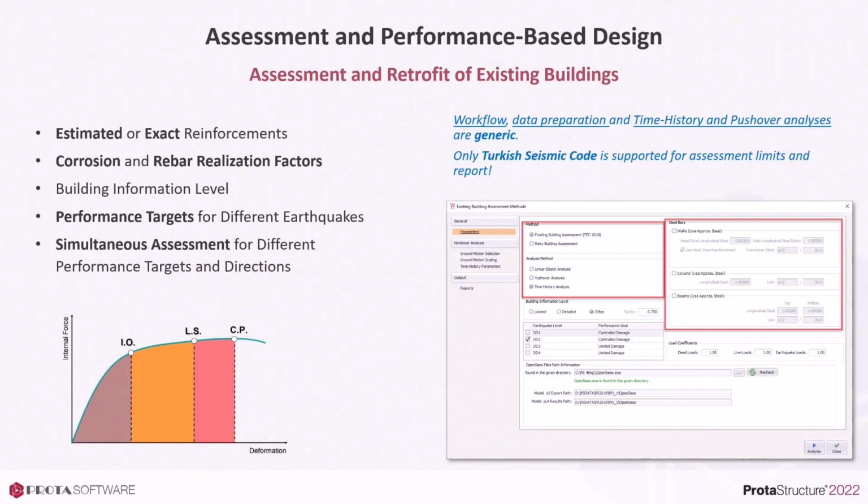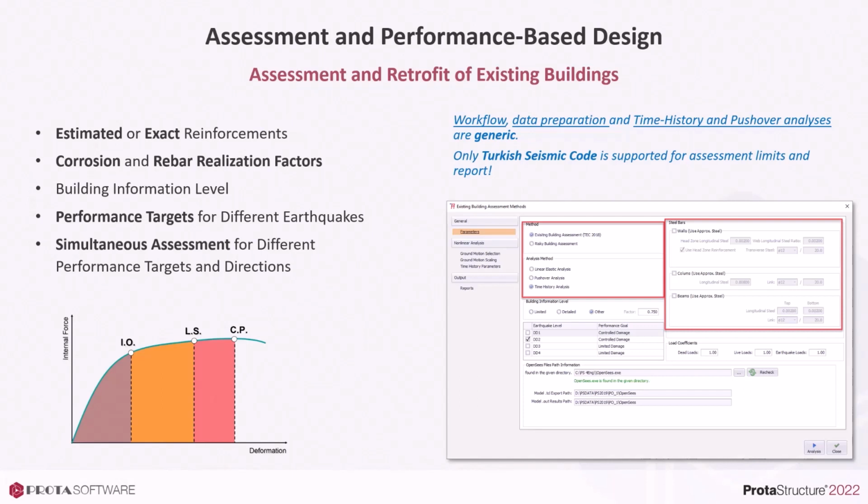ProtaStructure offers a practical and seamless workflow for assessment of existing buildings and performance-based design. If you have the detailed blueprints of the building, you can enter estimated or exact reinforcements in the members. Corrosion and rebar realization factors can be entered for all members if there are differences between the survey and blueprints or the bars are corroded. A global coefficient for building information level can be entered to factor down member capacities. This factor usually varies between 0.75 to 1, depending on how detailed a survey is done on the building.